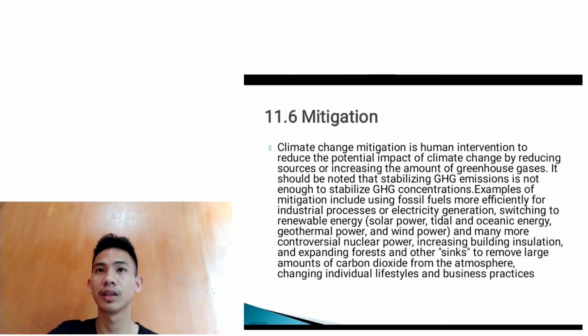Examples of mitigation include using fossil fuels more efficiently for industrial processes or electricity generation, switching to renewable energy, solar power, tidal and oceanic energy, geothermal power, and wind power, and the more controversial nuclear power, increasing building insulation, expanding forests, and other things to remove large amounts of carbon dioxide from the atmosphere, changing individual lifestyles and business practices.